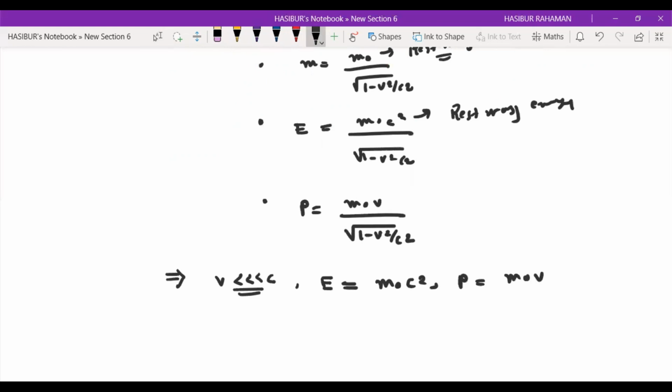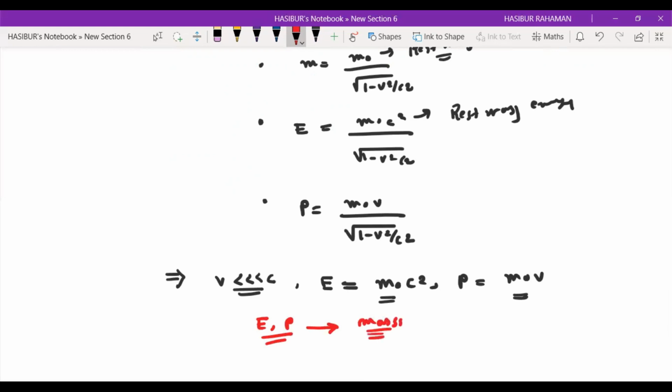Now you can see that if you put m naught equal to 0, then this energy and momentum will also be 0. So in classical mechanics, if a particle has some energy E and momentum p, then it will definitely be associated with some sort of mass.